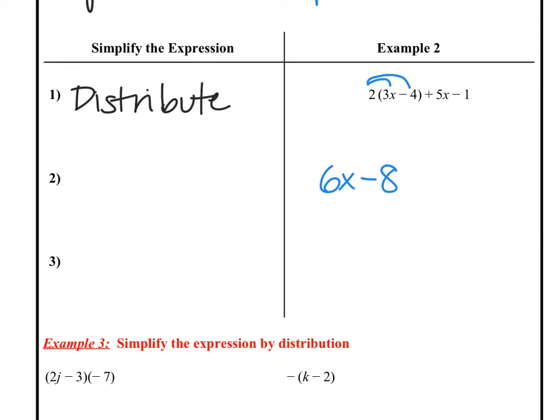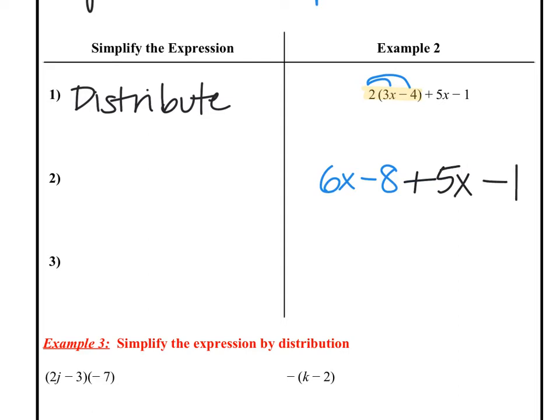And this part is really important. You are not going to distribute 2 to 5x and -1. 2 is only getting distributed to what's in the parentheses right next to it. So this right here, I'll highlight it. This is your distribution. The other part we'll just bring down and keep it the same. So 5x and -1, bring it down.